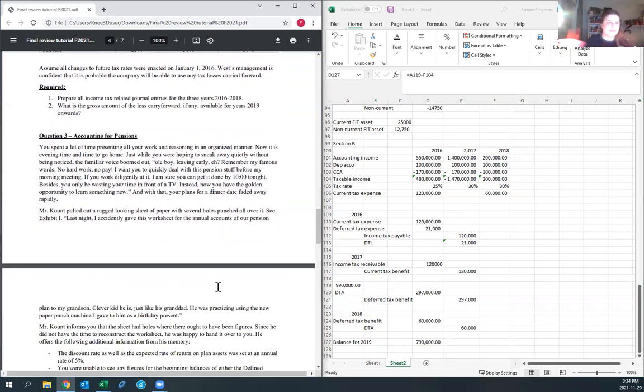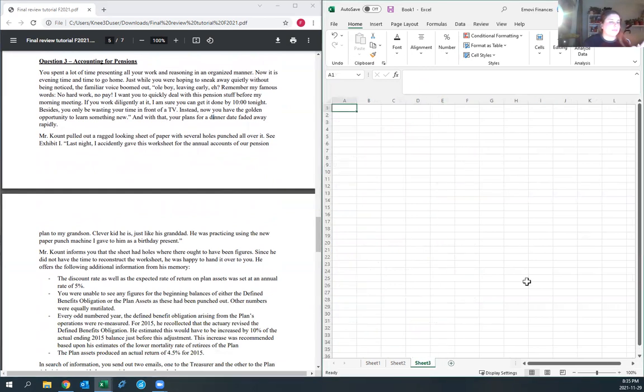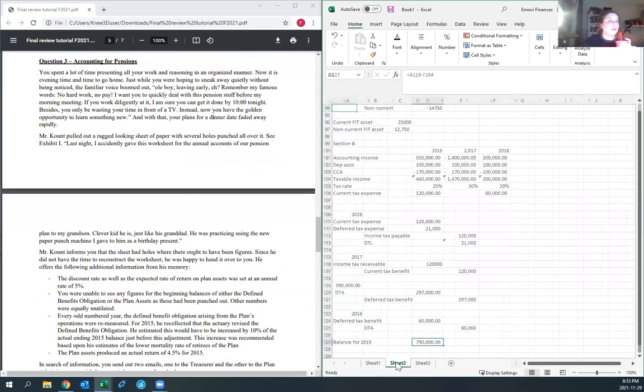All right, so accounting for pensions. I'm going to skip all the talking here because it's really long for no reason. Basically, here is the balance for 2019. Well, it's the balance for 2018 at the end of the year. It's the balance for 2019 that's going to be available.